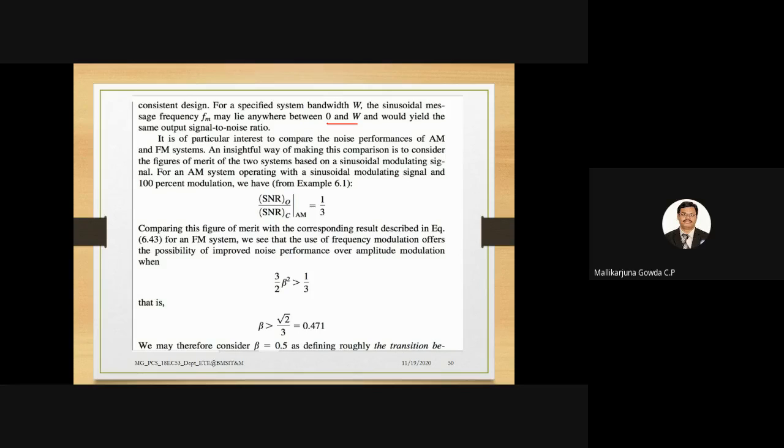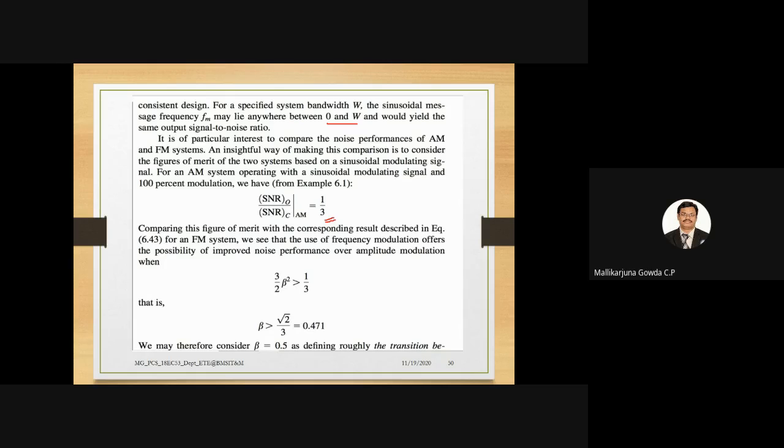So this is the figure of merit for the AM receiver, right? We found that it is 1 by 3, right? So now to have a comparison of the figure of merit of the AM receiver and the figure of merit of the FM receiver, we say this 3 by 2 beta square will be greater than 1 by 3. We all know that, right? So I can write the expression for beta. So what I can write beta as square root of 2 by 3, right? So beta will be greater than square root of 2 by 3. I hope you understand now.